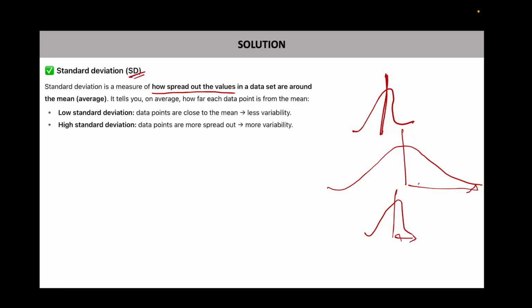Now there could be a low standard deviation or a high standard deviation, which basically means how much variability your data has. If you have a high standard deviation, that means your data is more variable, so the data will be spread further away from the mean value. If your data has less variability, it will be very close to the mean value. So this is the basic meaning of standard deviation.